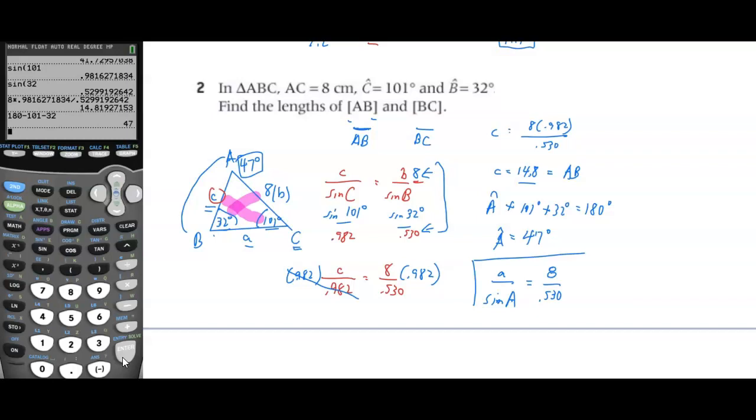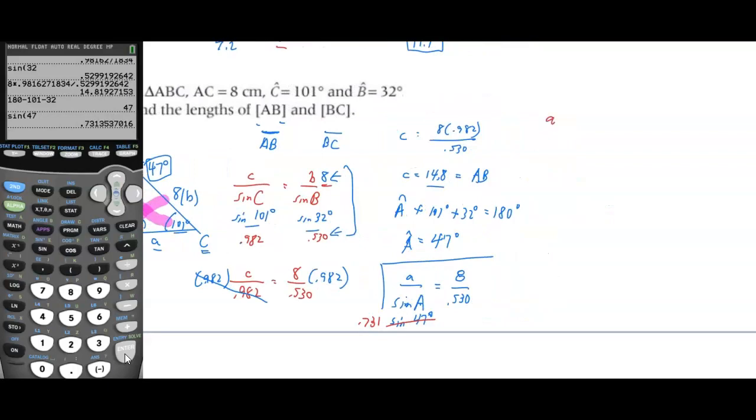We know that capital A is 47 degrees, so this is sine of 47 degrees. Let's find out what it is on the calculator. It is 0.731. So this bottom part here is actually 0.731. Let's rewrite it now. We have little a divided by 0.731 is equal to 8 divided by 0.530. And now, if we want to isolate the a, we just multiply both sides by 0.731.